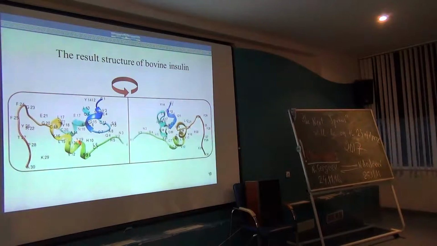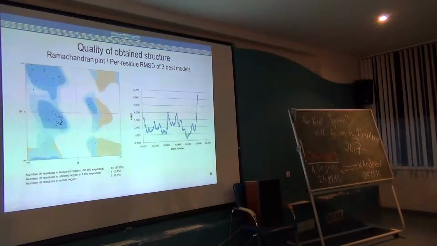You clearly see there are 3 helices, which were predicted by other parameters, and it's quite good for me. Additionally, we checked the quality of the obtained structure. Quality was controlled by drawing a Ramachandran plot. The Ramachandran plot shows the energetically allowed regions for dihedral angles in molecules.